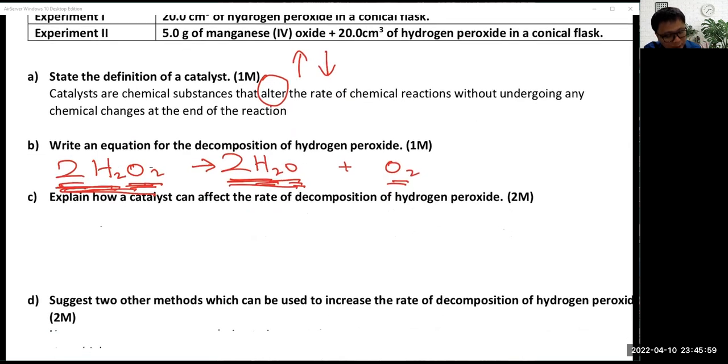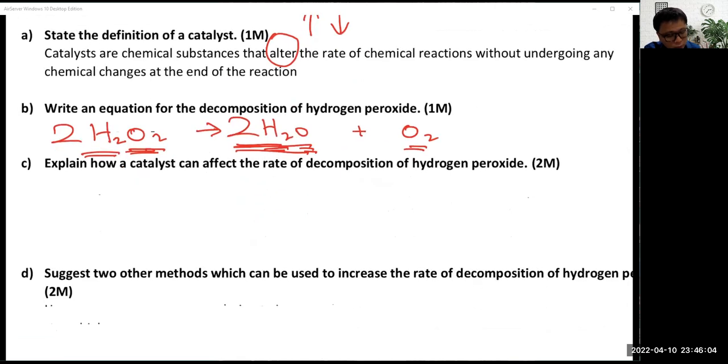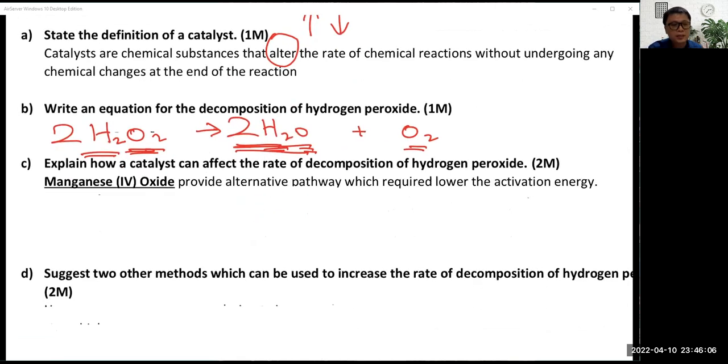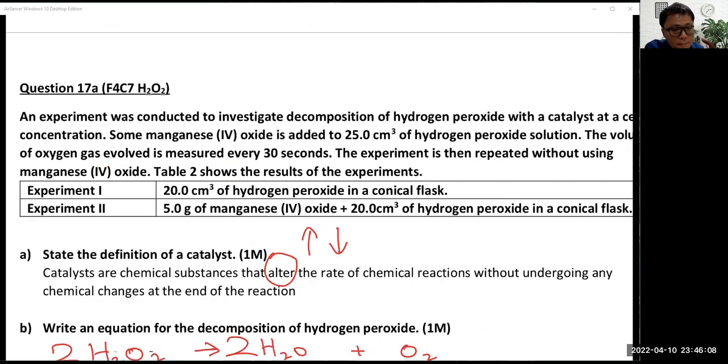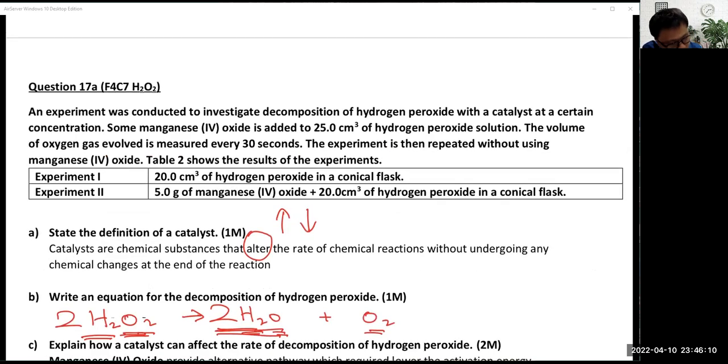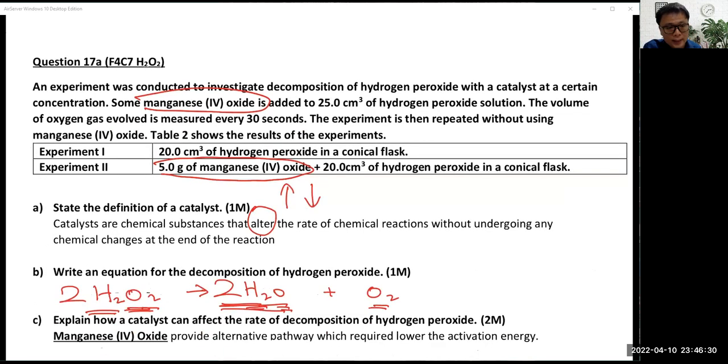Then this is the one that explains how it can alter the rate of reaction. So we will try to explain it. First, you must mention the manganese(IV) oxide. You can see when you add manganese(IV) oxide, the reaction will increase. In this case, you have to know that the experiment will be much faster than number 1, because for the Coca-Cola, without catalyst, the bubbles come out very, very slowly. But when you put in the Mentos, much more gas is released.